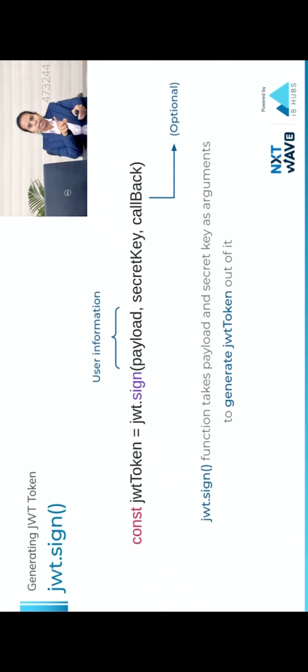So for this, there is a verify method. jwt.verify, and the first argument is the token that we want to verify. That JWT token that we want to verify, we have to pass as the first argument. And coming to the second argument, the second argument is actually a secret key, right? The secret key that we have provided previously, we have to provide it here to verify the JWT token.